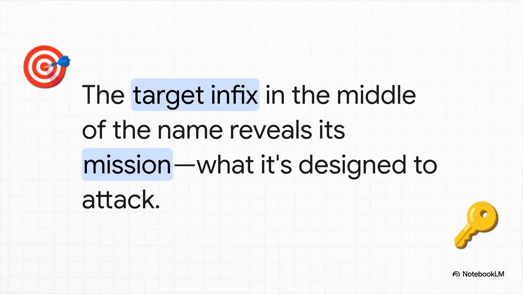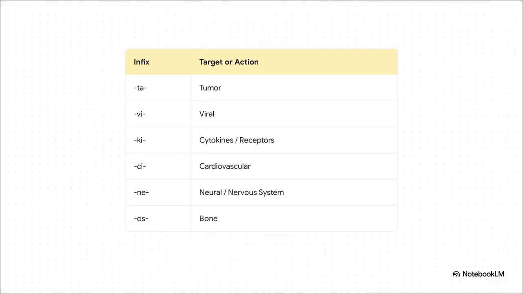While the ending of the name tells you about the drug's blueprint or its structure, it's the middle, that target infix, that tells you its mission. It's the clue that reveals what disease or what part of the body that drug is designed to go after. This right here is the decoder ring for all these drug names. Let's go through a few of the big ones.